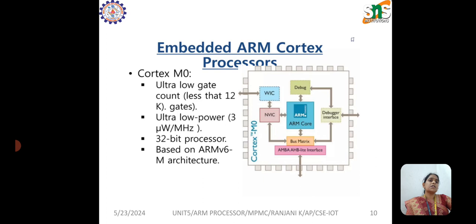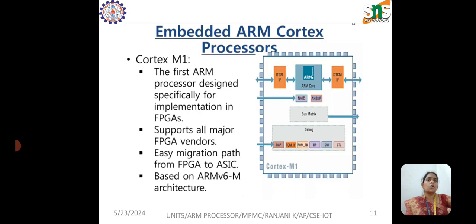So this is a basic block diagram of an embedded ARM Cortex processor. This is Cortex M0, which has an ultra low gate count of less than 12k gates, ultra low power of 3 microwatts per megahertz, and is a 32-bit processor based on ARMv6 architecture. Next is Cortex M1. This is the first ARM processor designed specifically for implementation in FPGAs, supporting all major FPGA vendors, with an easy migration path from FPGA to ASIC, based on ARMv6-M architecture.